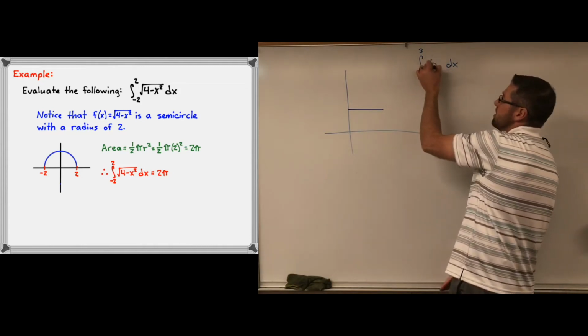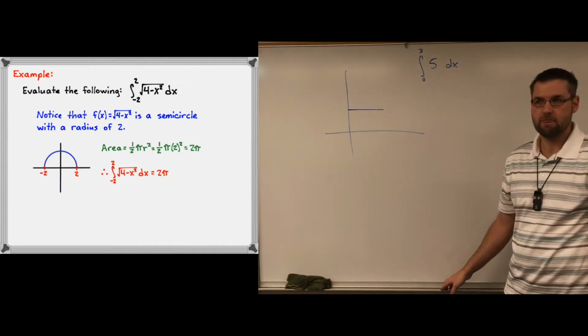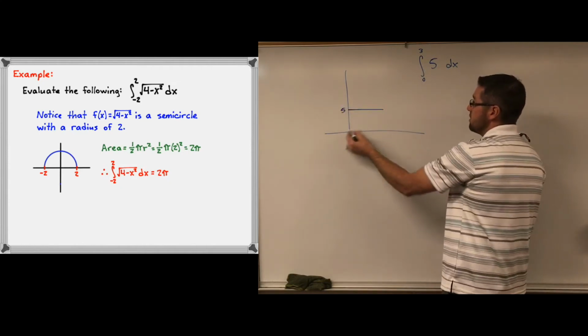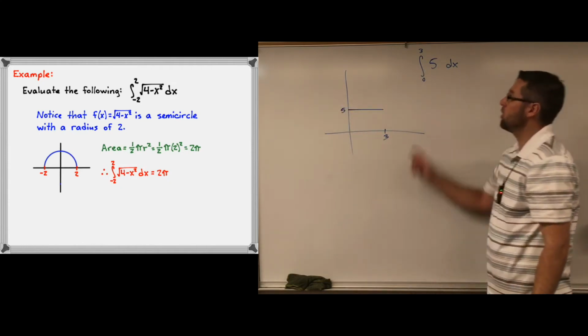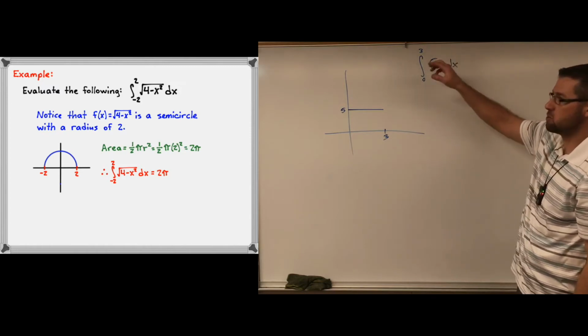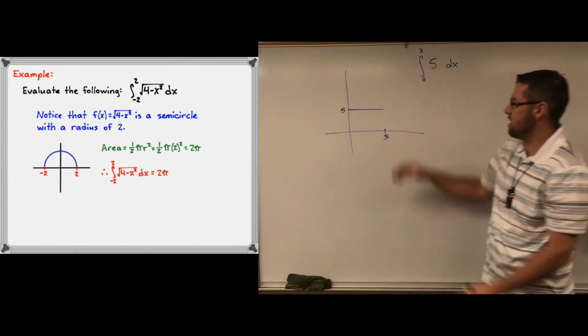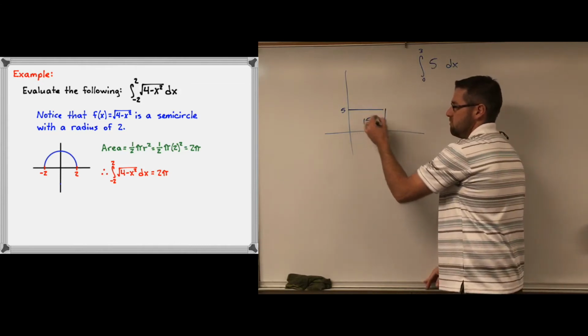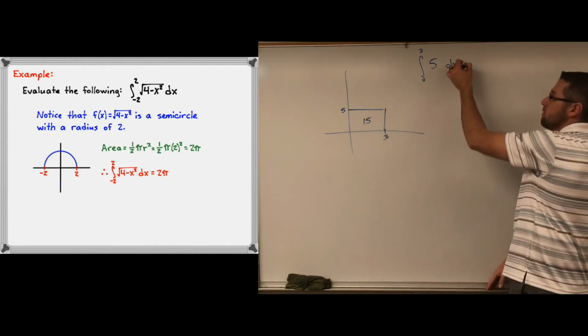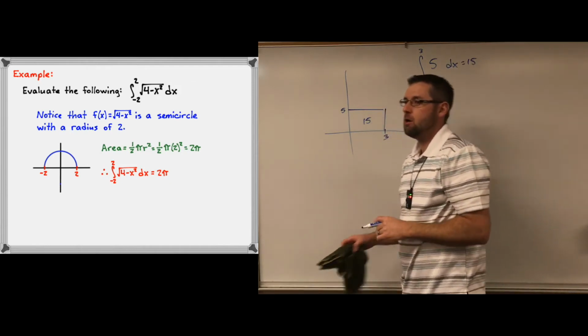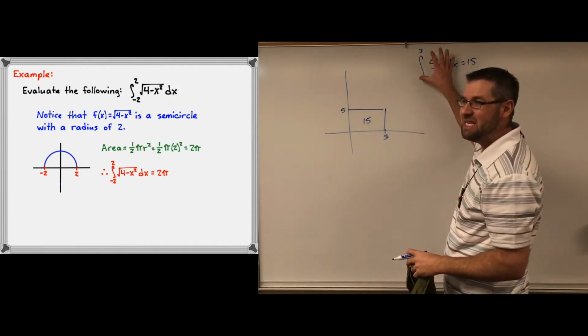So if it said something like 5, let's do that real fast. 5, and we're going from 0 to 3. So what is the integral from 0 to 3? In other words, what's the area under the curve of the constant 5? 15. Done. Yes, but I'm just showing you what this means.